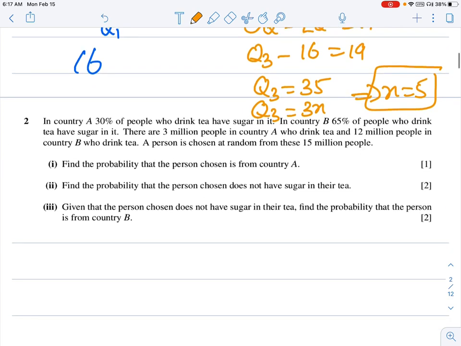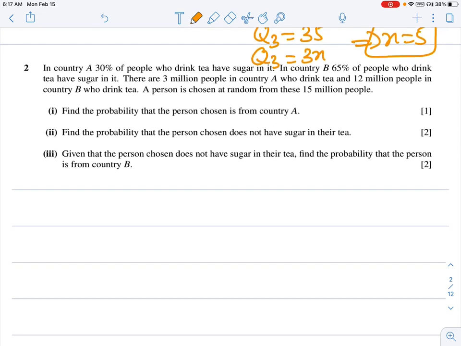Next, in country A, 30% of the people who drink tea have sugar in it. And in country B, 65% of the people who drink tea have sugar in it. There are 3 million people in country A, 12 million people in country B. So I draw a tree diagram quickly so it becomes easier. Country A, country B, 3 million people, 3 upon 15, 12 million people, 12 upon 15.